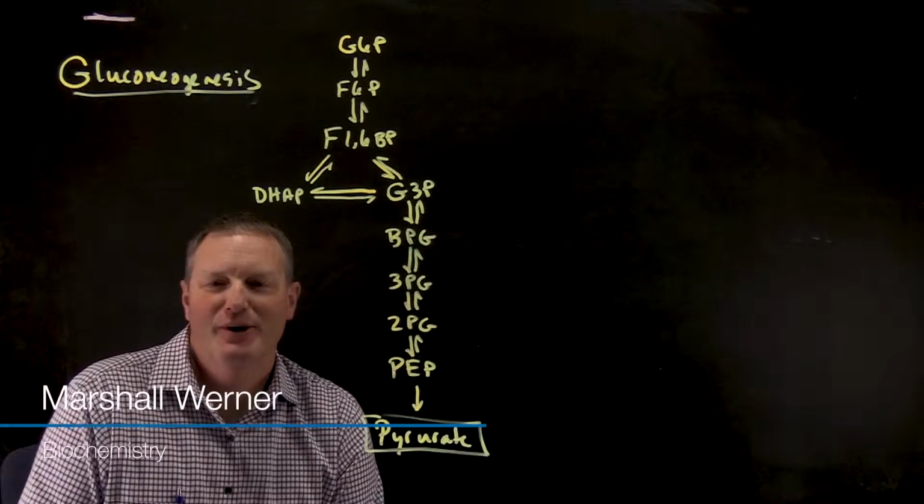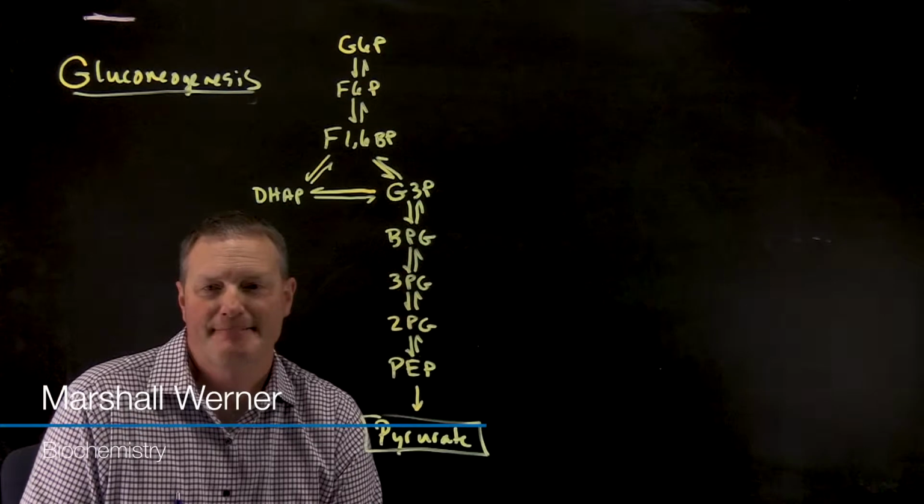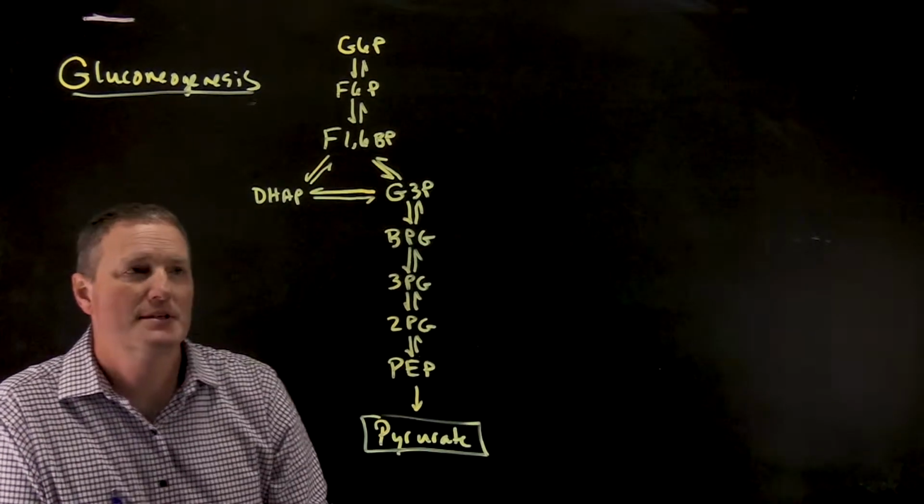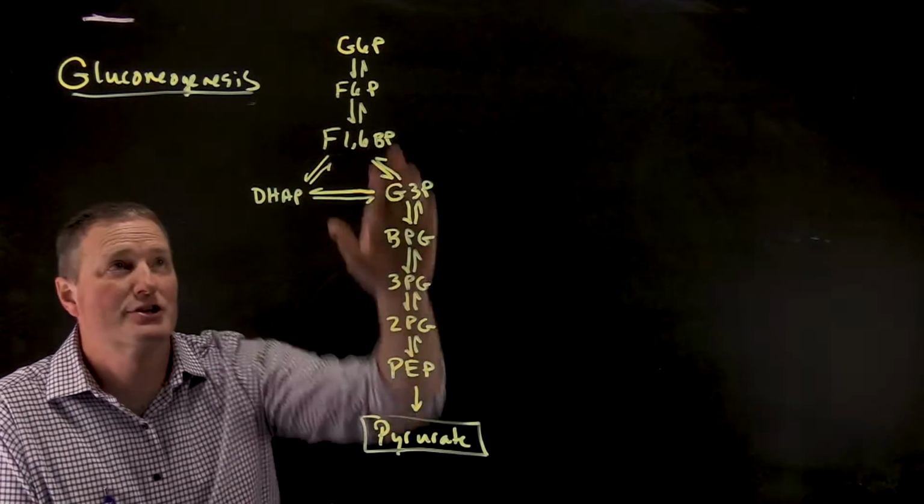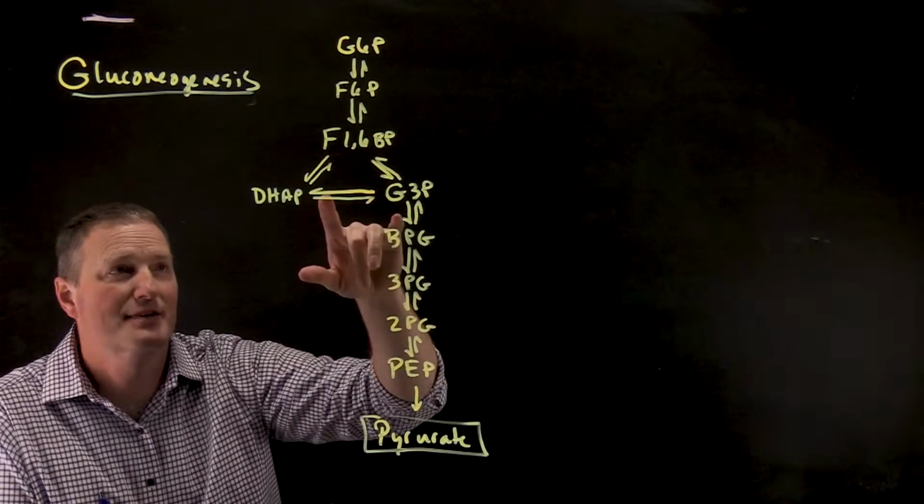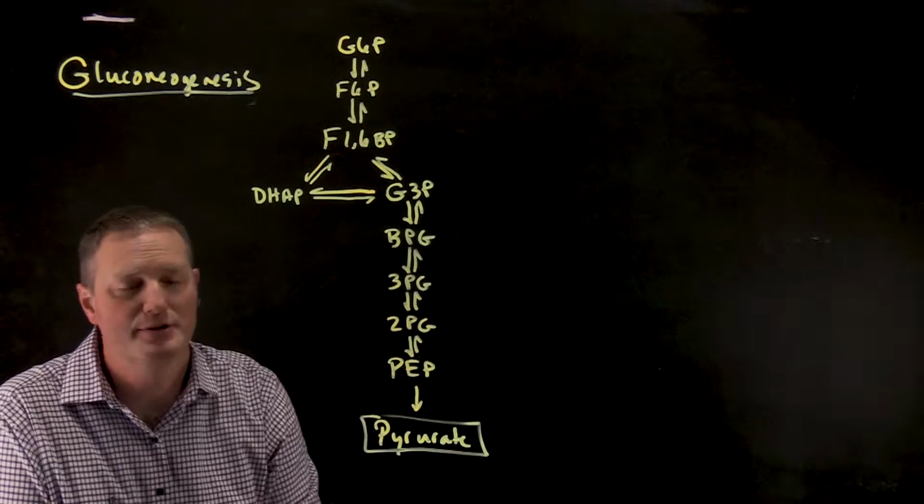Hey everyone, in this video we're going to go over the process of gluconeogenesis. So what I've drawn here is actually a figure that you've seen before. This is actually the pathway of glycolysis. I've just started here with glucose 6-phosphate, and recall that glycolysis converts G6P down through a series of steps, ultimately to pyruvate.